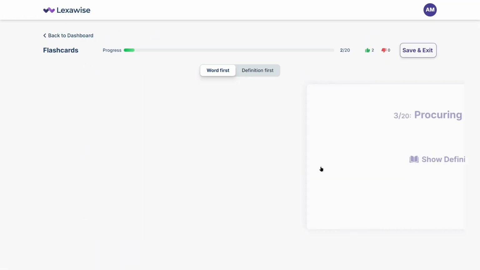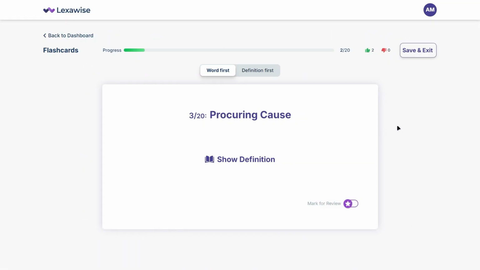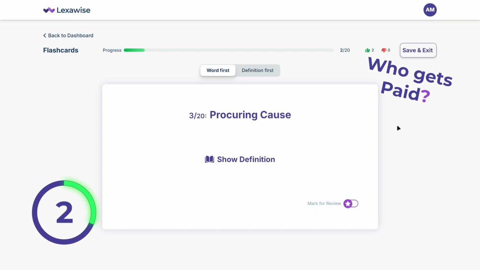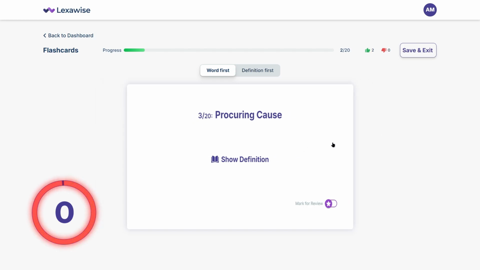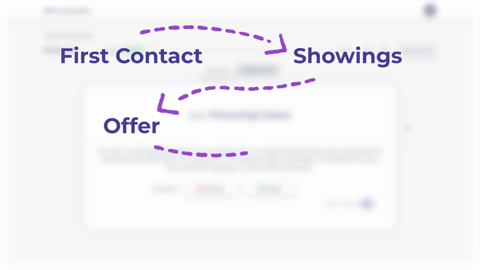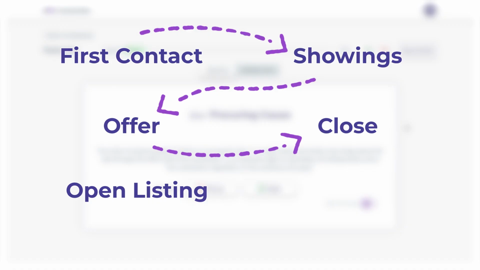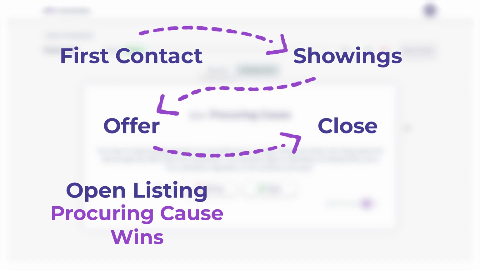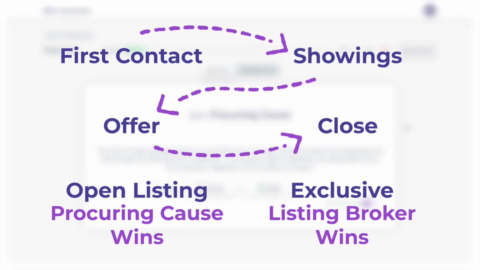Here's a tricky one: procuring cause. This determines who gets the commission in disputes. Procuring cause: the chain of events leading directly to successful sale. In an open listing, the broker who brings about the sale through this effort earns the commission. In an exclusive right-to-sell listing, the listing broker earns the commission regardless of who produces the buyer.